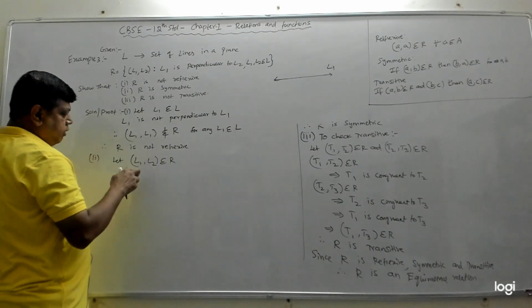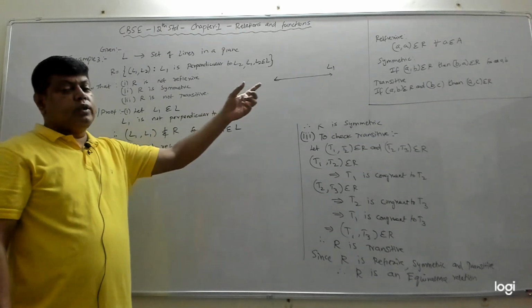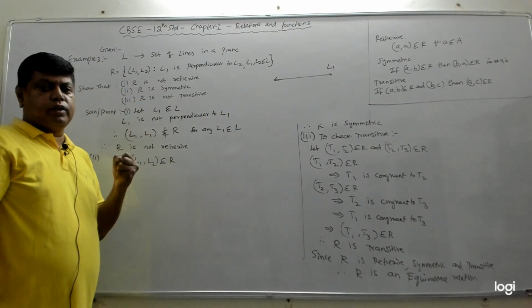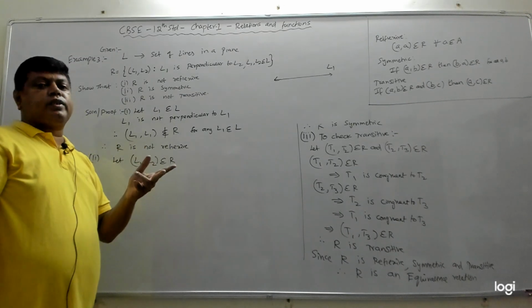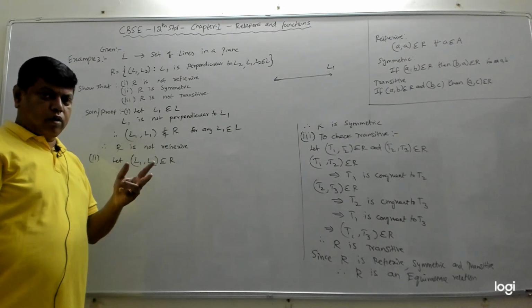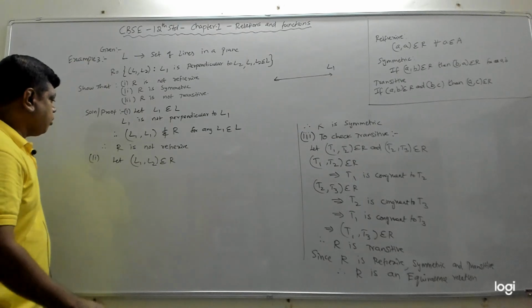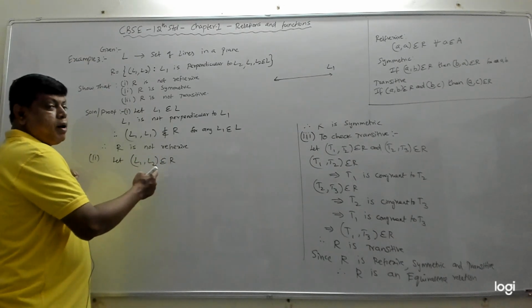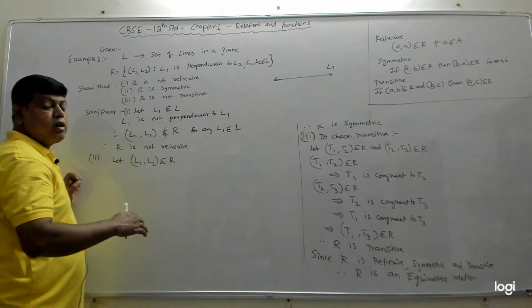Now we have started, so we should take the element. To prove it's a symmetric relation, how do we start? We always take one element from the relation, and then we should prove the reverse ordered pair is in that set R. Now let L1 comma L2 belong to R. We should now prove L2 comma L1 belongs to R. Then that will make R symmetric.